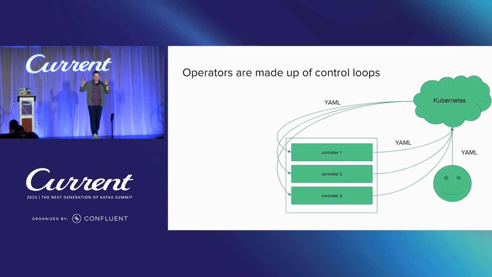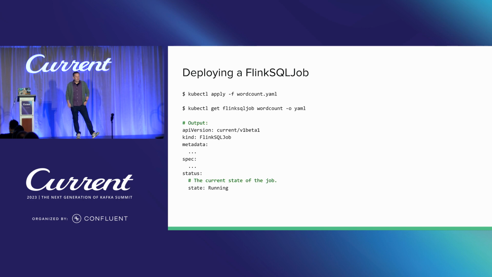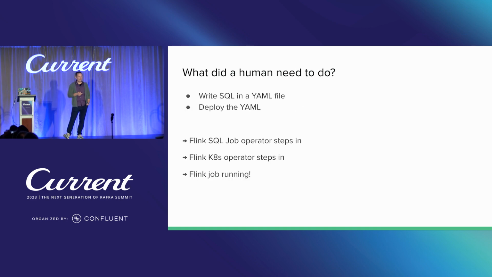That's the control loop concept, right? So once we do this work, we can deploy a Flink SQL job using kubectl in the same way that we create a pod, same way we create a deployment, whatever. Kubectl apply, word count YAML, that's all we need to do, right? And if we get the status of our Flink SQL job word count, we should hopefully see status is running or something like that, right?